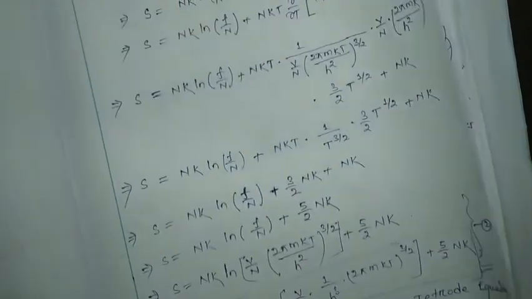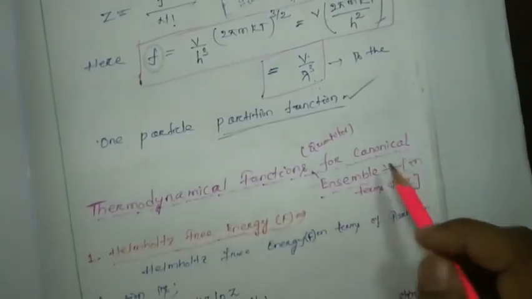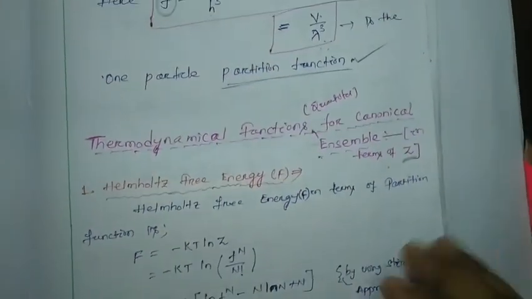Then we have to discuss internal energy. That's it. Three thermodynamic functions, or so-called quantities, for the canonical ensemble, that we are going to discuss in our next class.